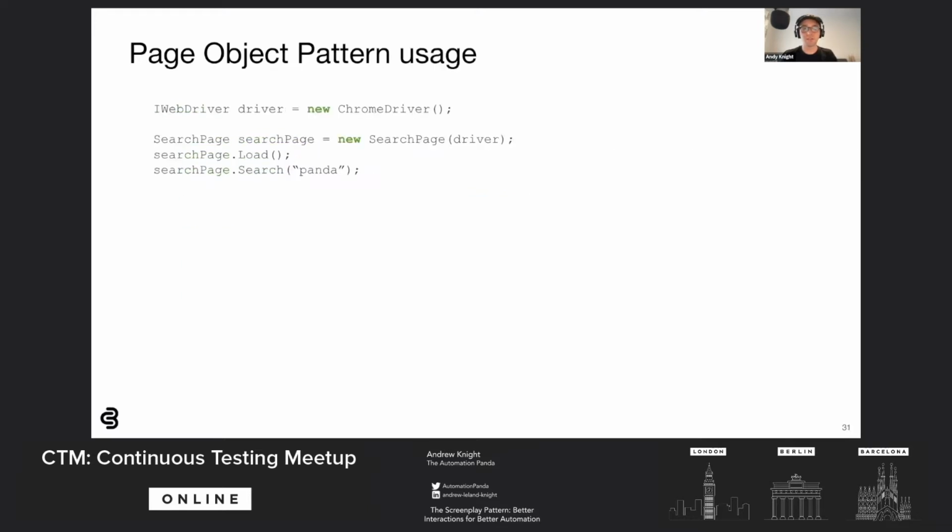The original test steps can be rewritten using this new search page class. Notice how much cleaner this new code looks. The other steps can be rewritten using page objects as well.